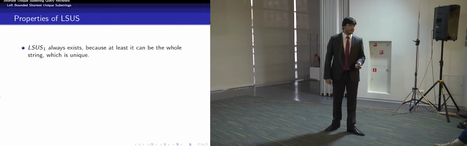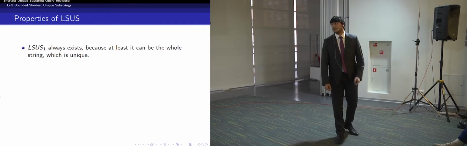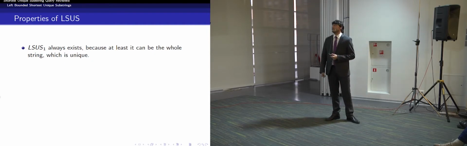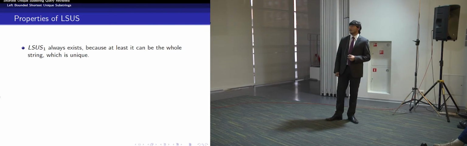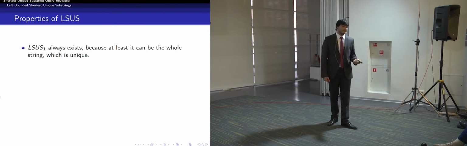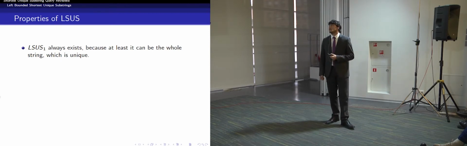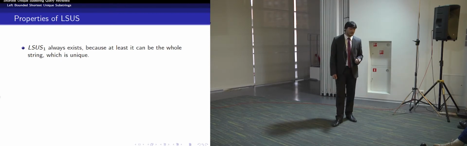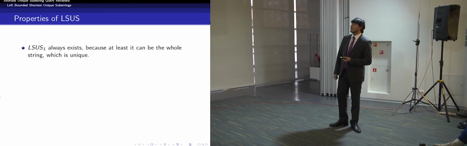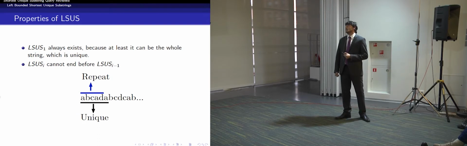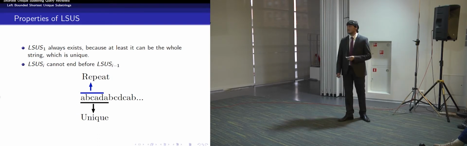There are two important properties of the LSAS which helped us construct our algorithm. First, we always know that LSAS 1 always exists, because in the worst case, the string itself is unique. Therefore, LSAS 1 can be the string itself. Second, more important one, is that LSAS i cannot end before LSAS i minus 1, if they both exist, of course.